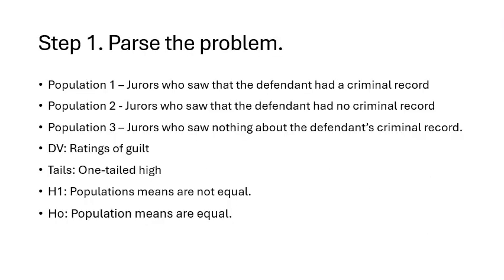So in this case, we have 3 populations we're comparing: those who saw that the defendant had a criminal record, those who saw that she had no criminal record, and those who saw nothing at all. The dependent variable is ratings of guilt. The F-test is always one-tailed, with the tail on the high end, and our research hypothesis is that the population means are not equal. Our null hypothesis is that they are equal. In steps 2 through 5, we'll finish this example. The steps are the same as we've used earlier so that we understand the process.